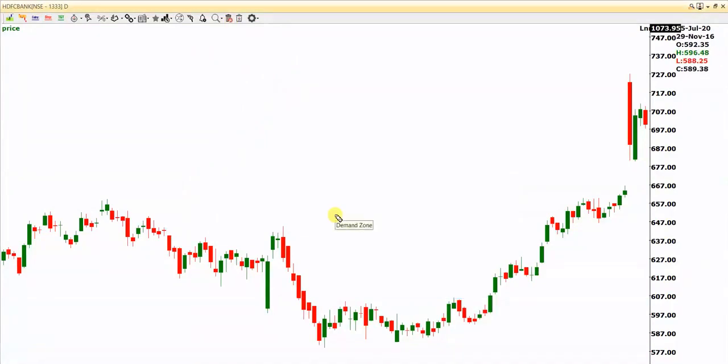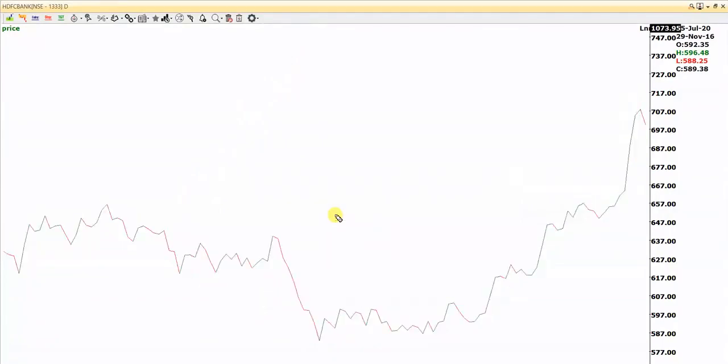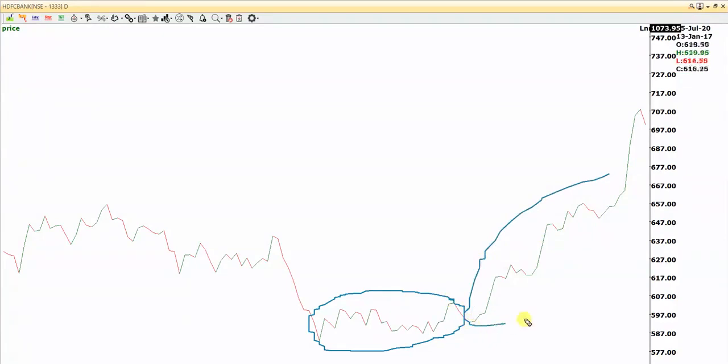Now let me switch this graph to a line chart. Now look here. Just look at this graph, what was happening. There are no higher highs or higher lows here, right? Just look at this graph, and this is also a daily chart. So what's happening here?